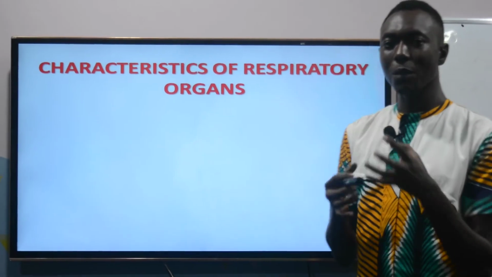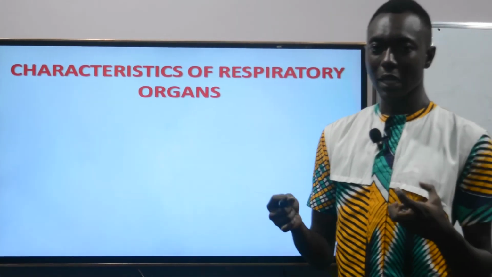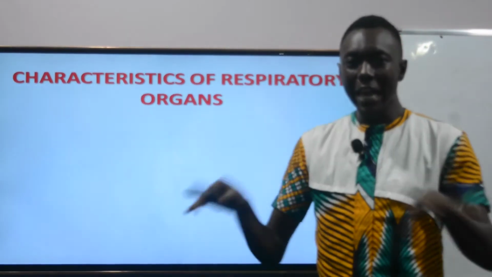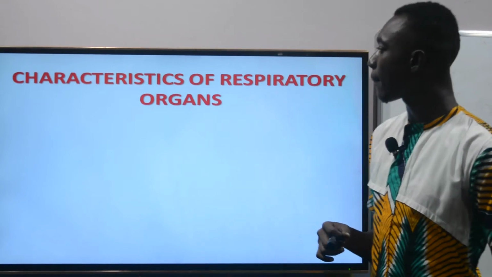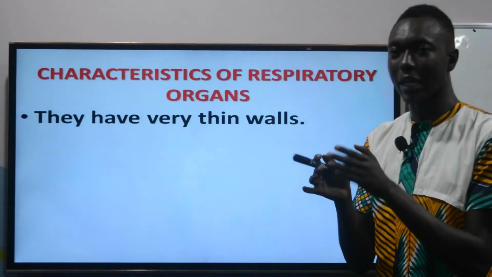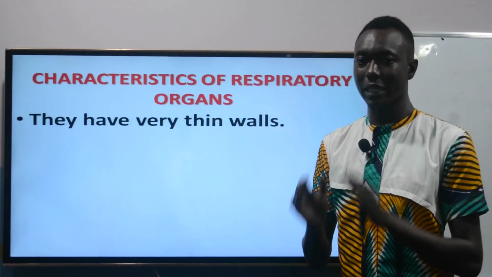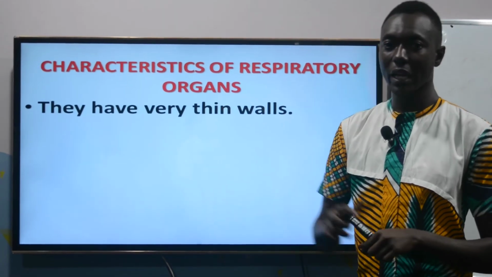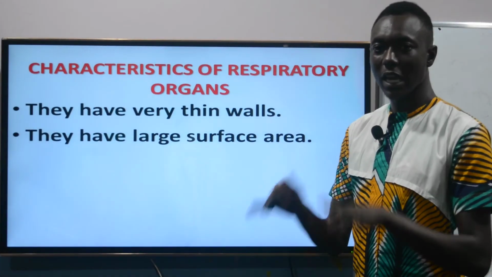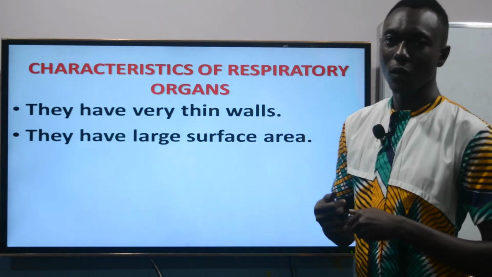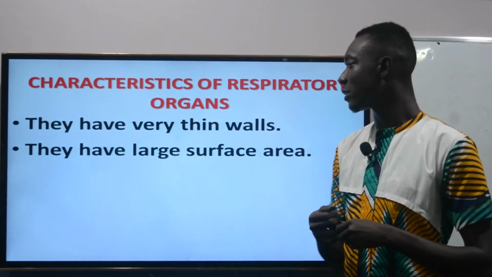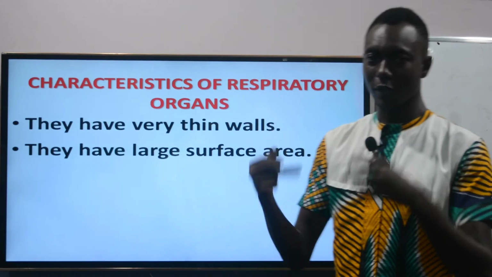Now let us look at some of the characteristics of respiratory organs. They all have certain characteristics that make them unique from any other organ. One, they have very thin walls. If you look closely at any respiratory organ, you realize that its wall is very, very thin. For instance, the lungs. Not only that, they have a large surface area. This is there to help them respirate properly, or in the exchange of gases.